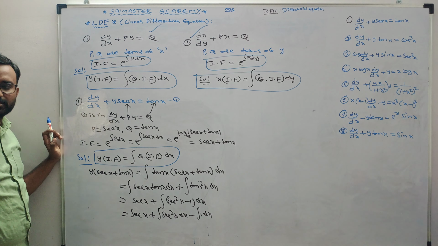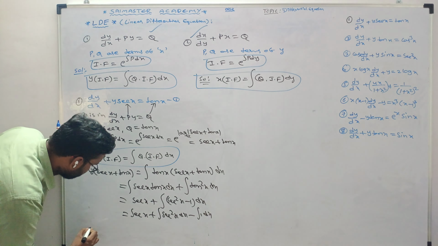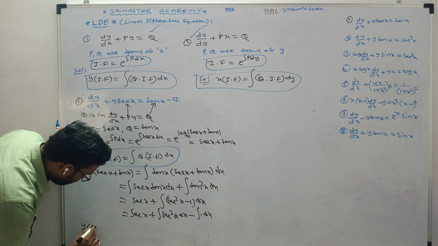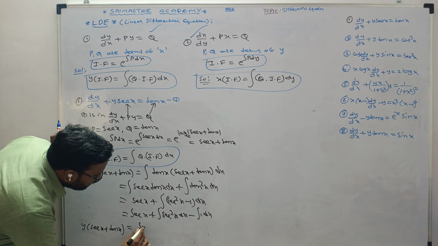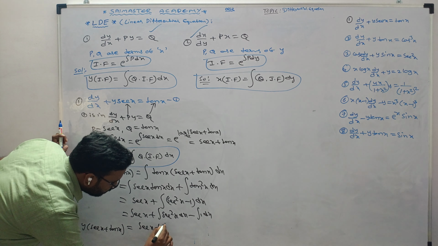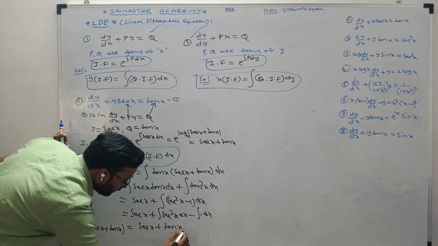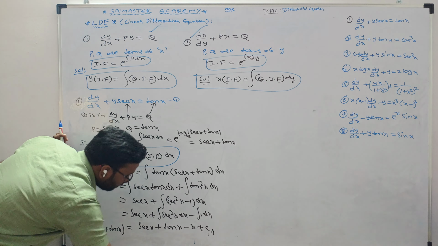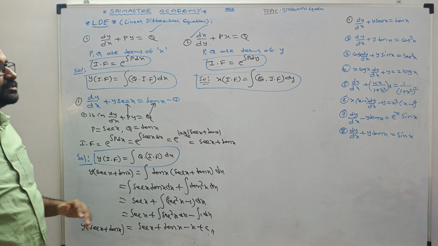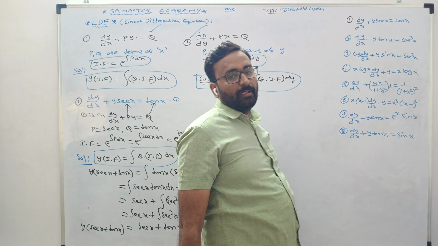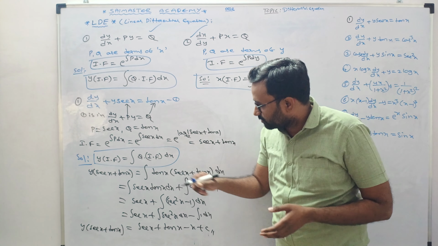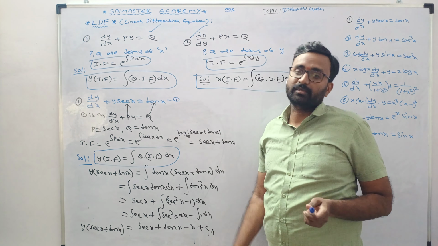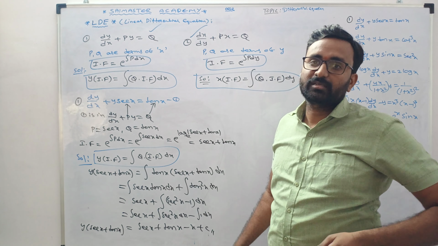Integral secant square x is tan x, since the derivative of tan x is secant square x. So you will get y into secant x plus tan x is equal to secant x plus tan x minus x plus c, which is the final solution. So all questions are similar. You have to find p, find q, then the integration factor, then substitute in the solution. Again, one part integration on the RHS, and you get the final solution.